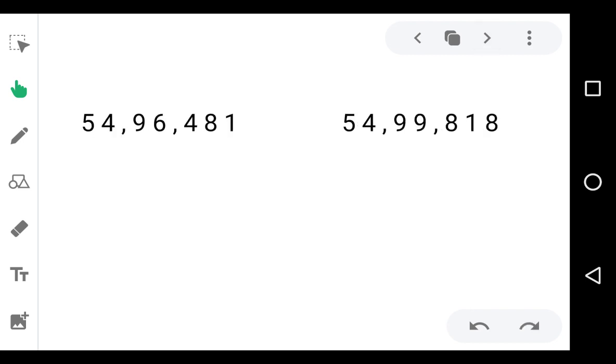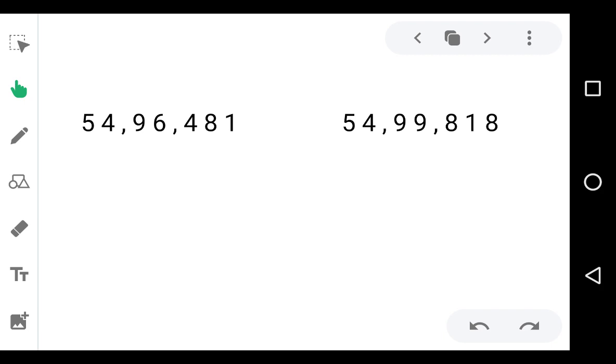See here, these both are 7-digit numbers. When we compare 7-digit numbers, first we look at the 10 lakhs digit. If they are the same, then we look at the digit in the lakhs place. If they are the same, we look at the digit at the 10,000 place. If they are the same, then we look at the digit at the 1000 place, and in this way we continue.